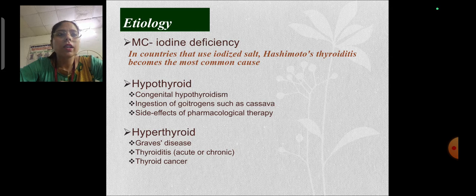and in countries that use iodized salt, Hashimoto's thyroiditis becomes the most common cause of goiter. Hypothyroidism, like congenital hypothyroidism, ingestion of goitrogens such as cassava, or side effects of pharmacological therapy, can lead to goiter. Hyperthyroidism, like in Graves' disease, thyroiditis in acute or chronic conditions, or thyroid cancer can also cause it.